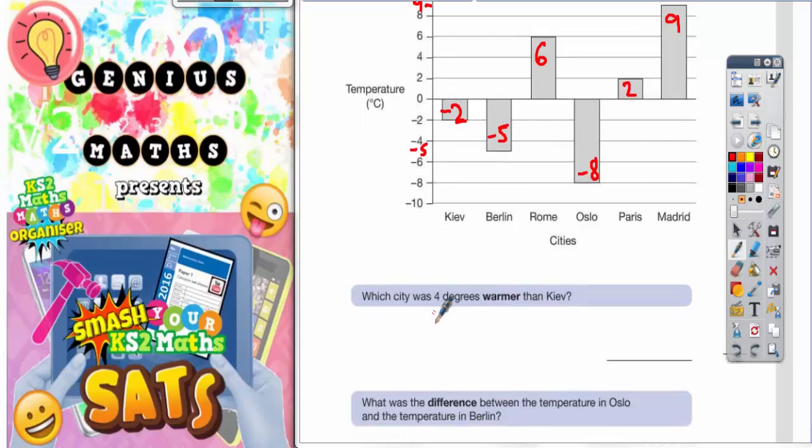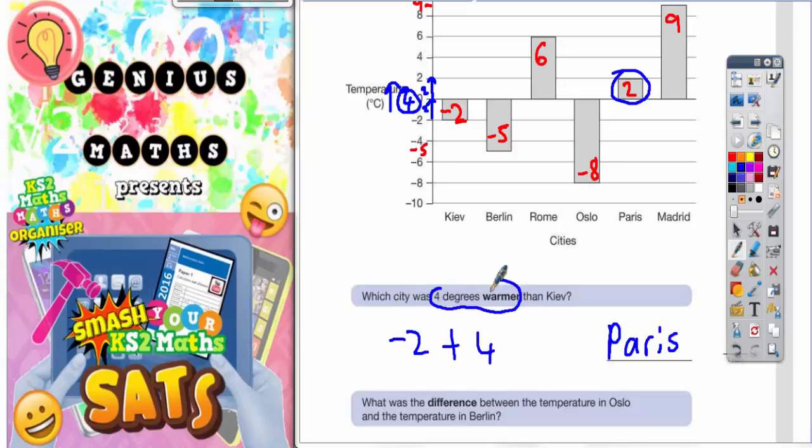So, which city was 4 degrees warmer than Kiev? Well, Kiev is -2. So if you go up 2 degrees, that would take you to 0, and another 2 degrees would take you to +2. And 2 degrees plus another 2 degrees would make you 4 degrees warmer altogether. So which city is level with our +2? If we read it across, it's going to be this one here. So Paris is the answer to the first question, because -2, which is Kiev, plus 4 degrees warmer, is going to take you to 2. And Paris is the one that's on 2 degrees.